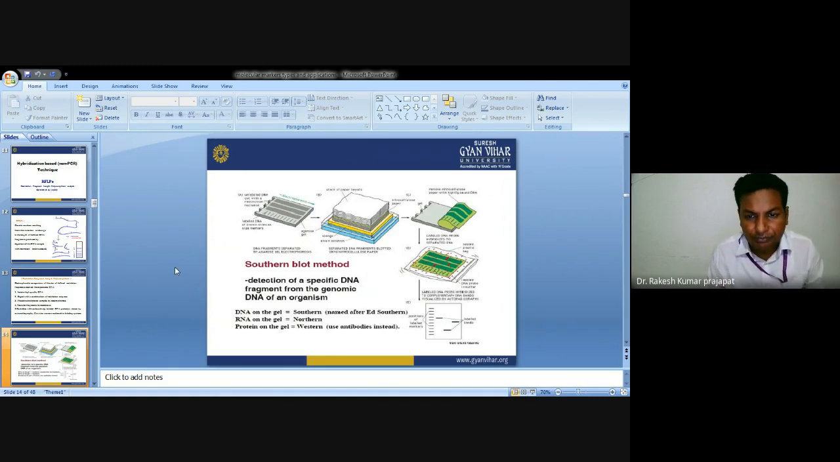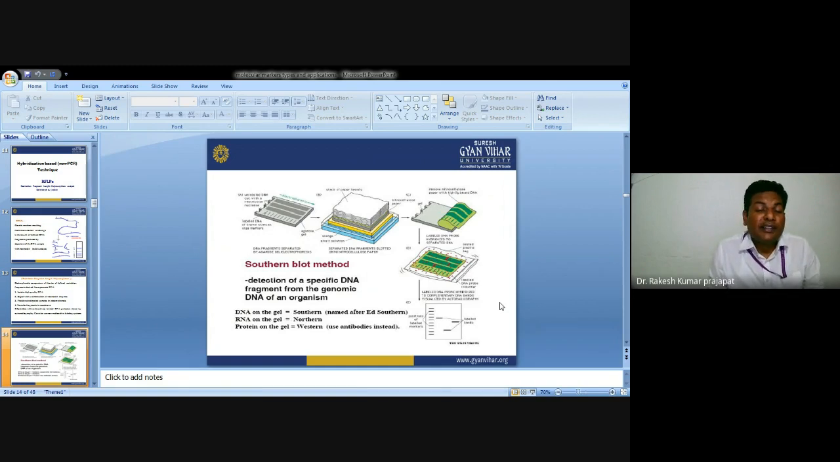Here you can see agarose gels, which are transferred to the nylon membrane through the Southern blotting method. Later on, autoradiography on film can generate the result. You can see clearly the Southern blotting method for detection of specific DNA fragments from the genomic DNA of an organism.